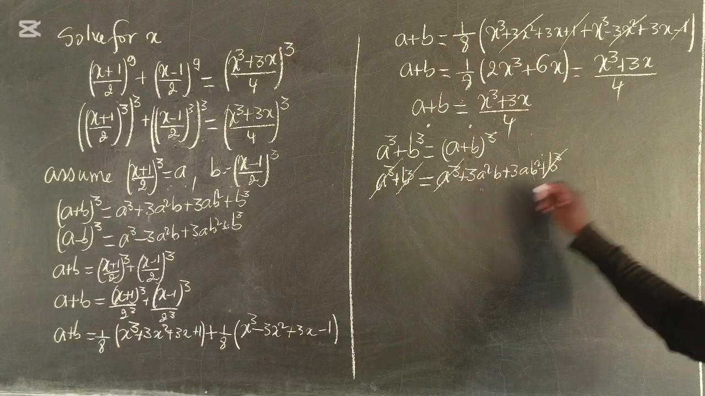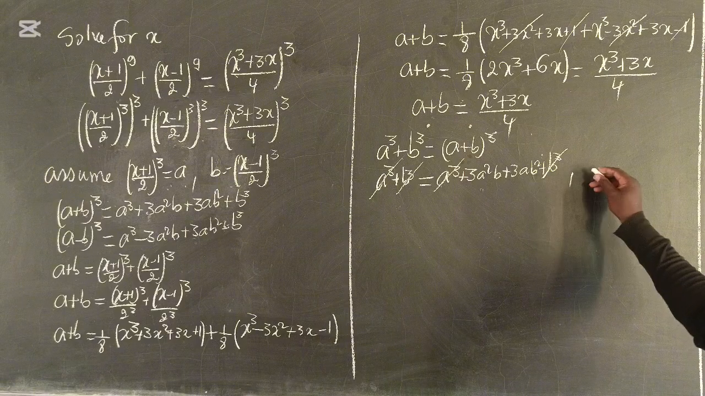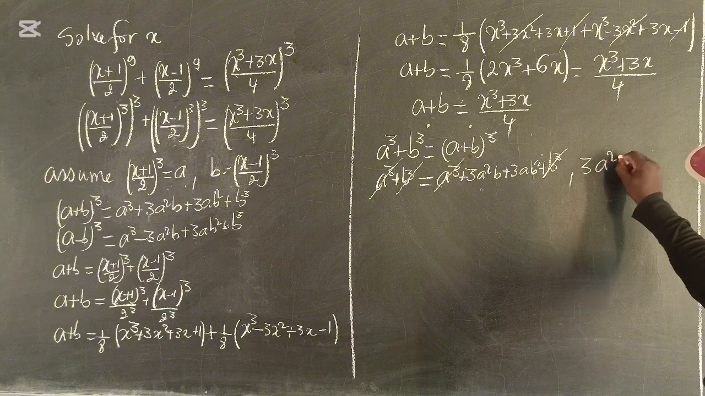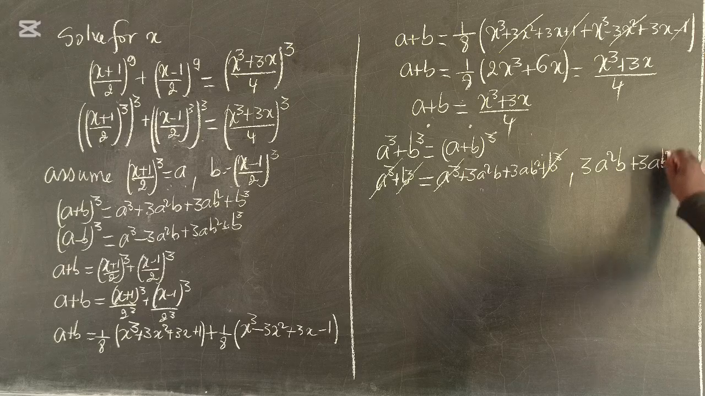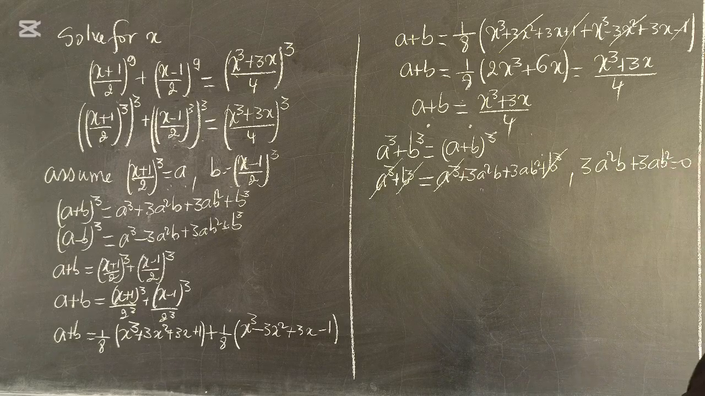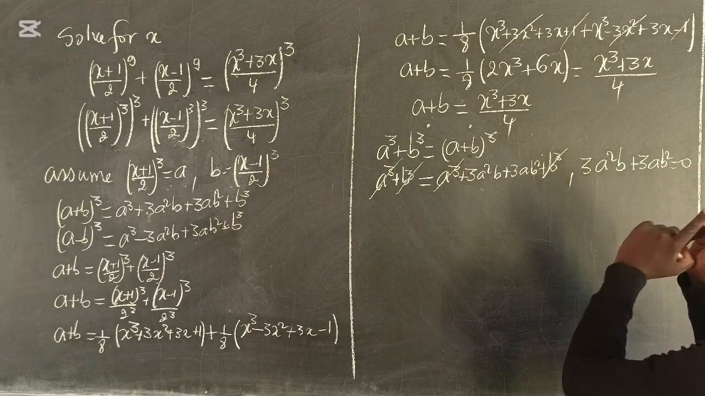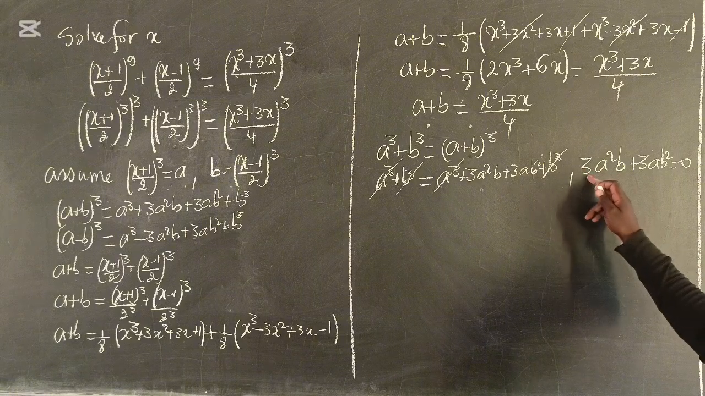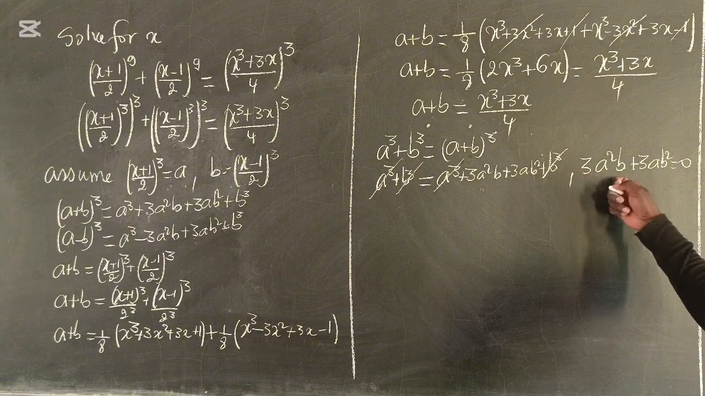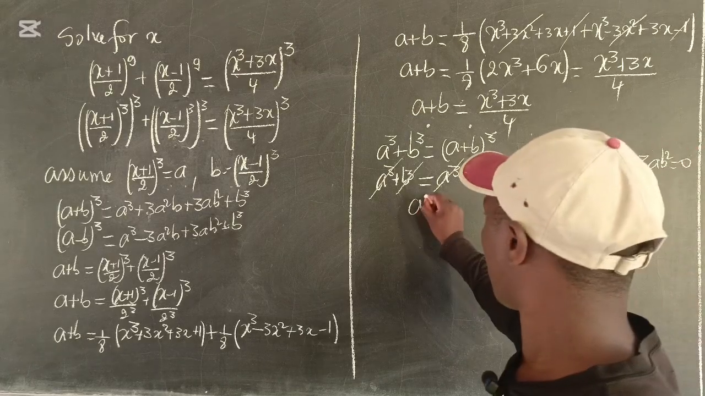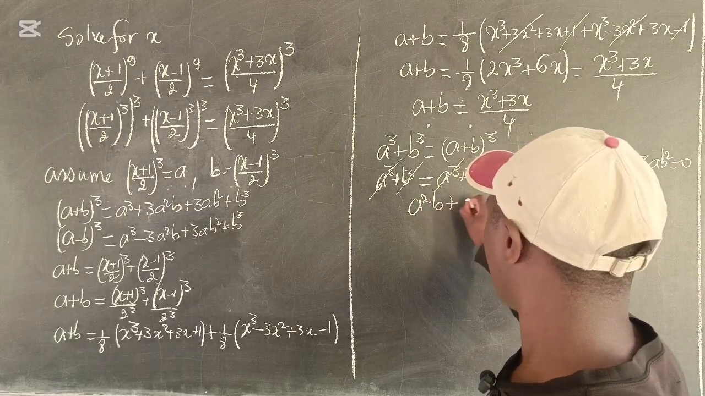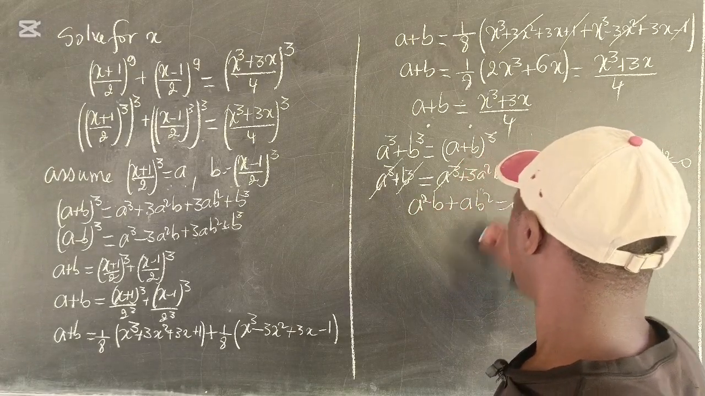What can I do here? Here we stay with 3a squared b plus 3ab squared. This is 0. Dividing everywhere by 3, what do we have? We have a squared b plus ab squared, which is 0.